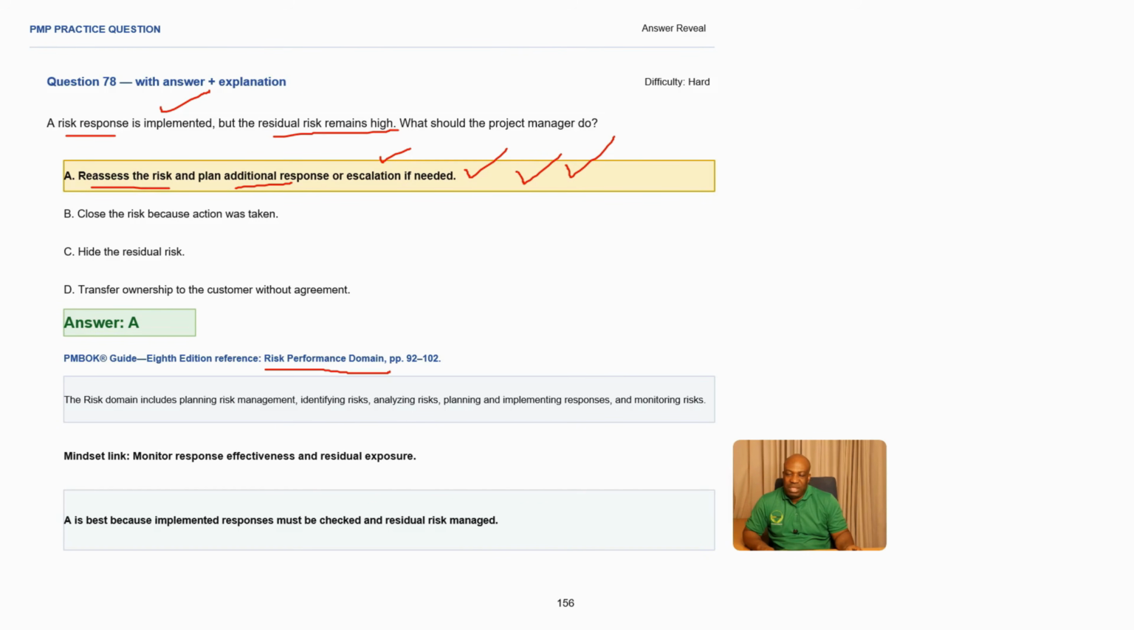It's a performance domain, all right? Risk performance domain. And the mindset that you should apply here is you need to monitor response effectiveness and residual exposure. So when you come up with your responses, when you're implementing them, you also need to assess to make sure they're very effective. Making A the best answer because implemented responses must be checked and also residual must be managed, making A the best answer.